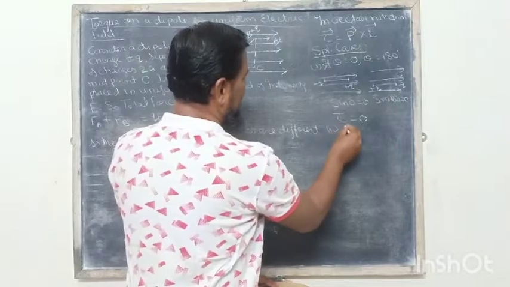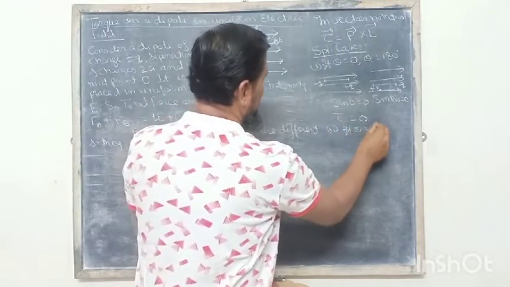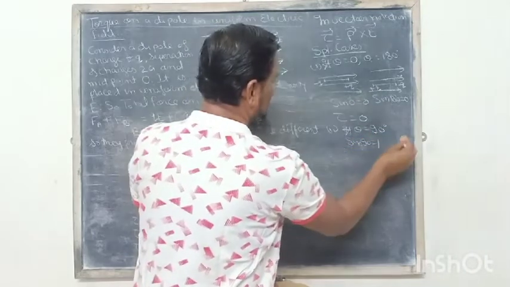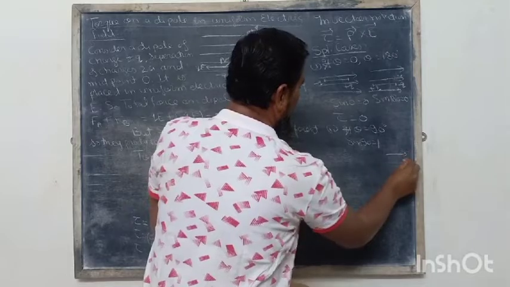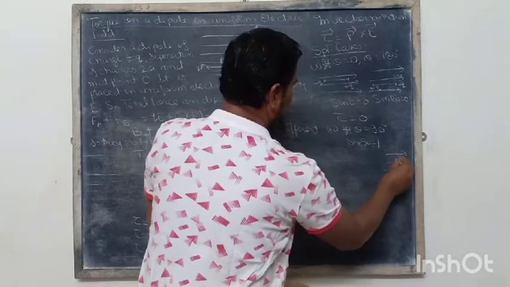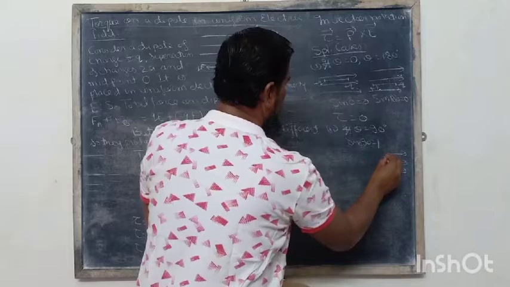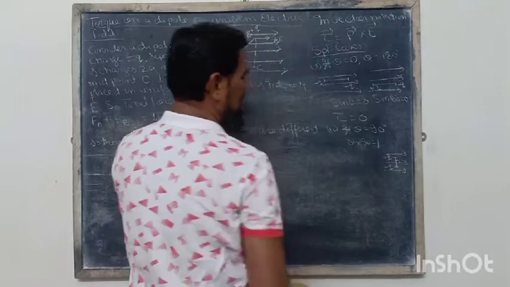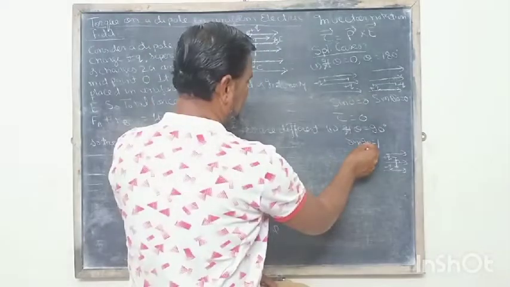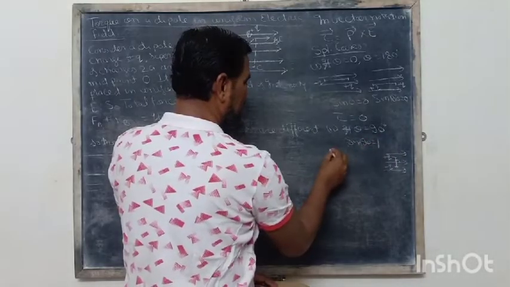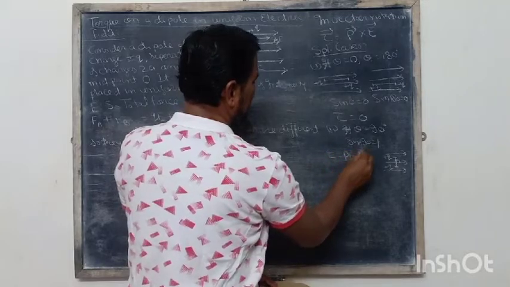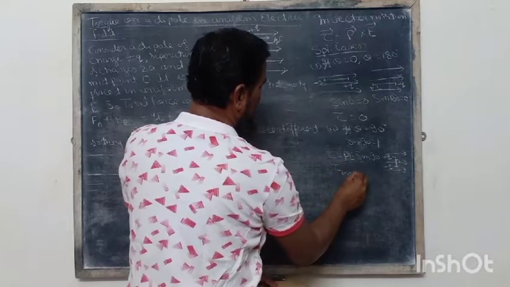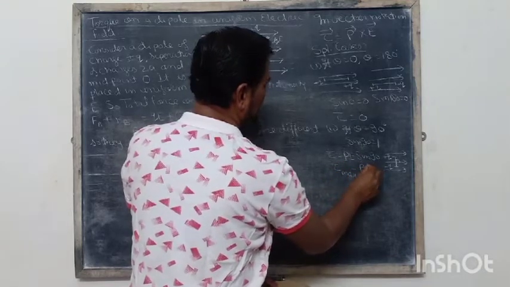For the second case, if theta is equal to 90, then sin 90 is equal to 1. The electric lines of force are these, and the dipole is this type, minus q to plus q. In this case the dipole is perpendicular to the electric field, theta is equal to 90, and sin 90 is equal to 1. So torque is equal to pE sin 90. The torque will be maximum and it will be equal to pE.